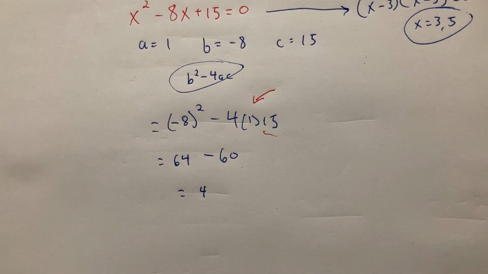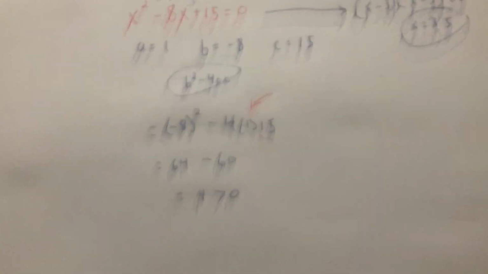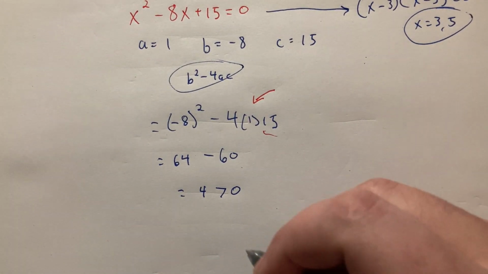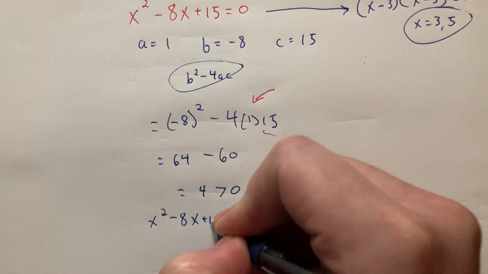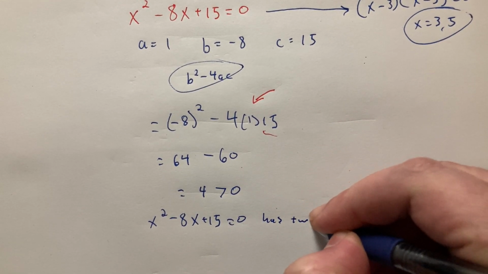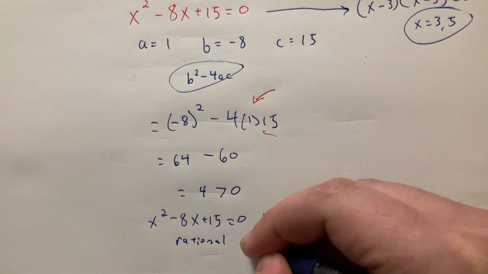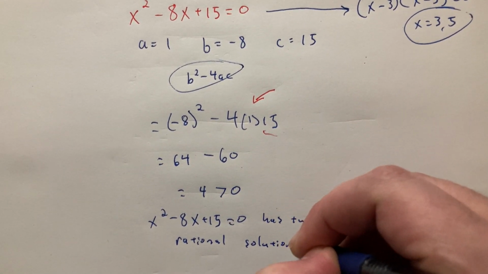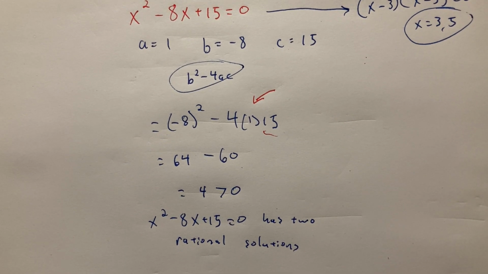All right. And here's how we would use the discriminant. 4 is a perfect square and 4 is greater than 0. Because 4 is greater than 0, x squared minus 8x plus 15 equals 0 has 2 rational solutions, right? That's how we would use a discriminant. Are there 2 solutions, 2 imaginary solutions, no solutions?